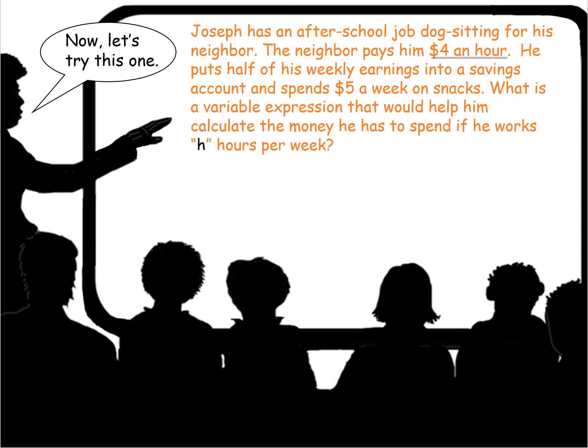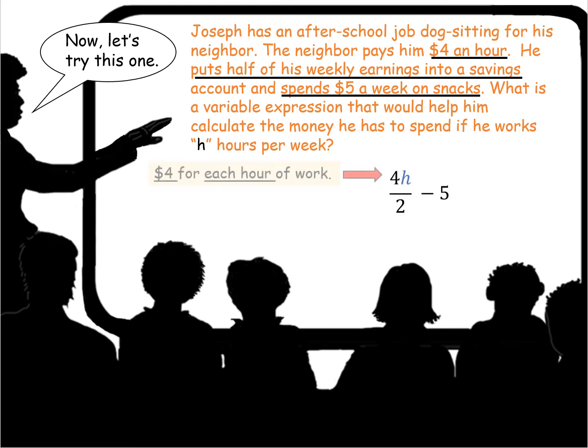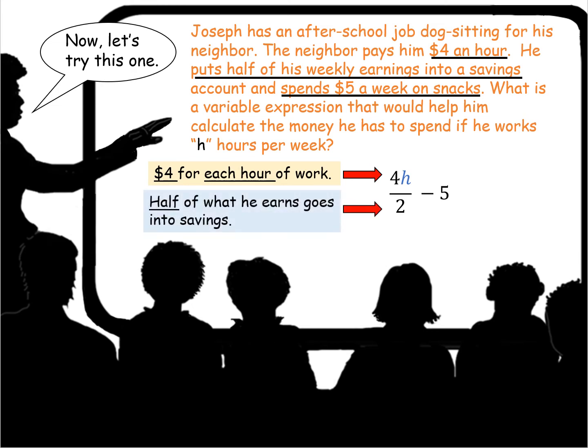Now let's try this. Joseph has an after-school job dog sitting for his neighbor. The neighbor pays him $4 an hour. He puts half of his weekly earnings into a savings account and spends $5 a week on snacks. What is a variable expression that would help him calculate the money he has to spend if he works 8 hours per week?